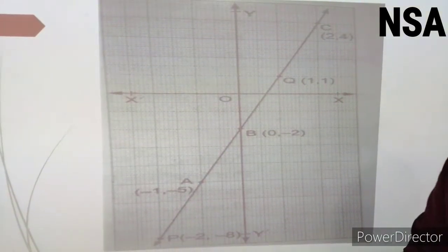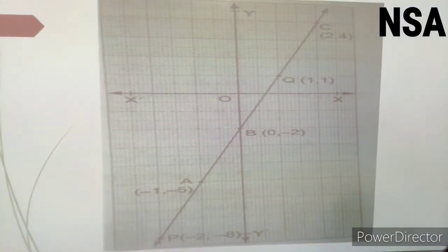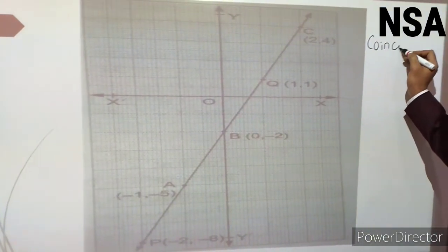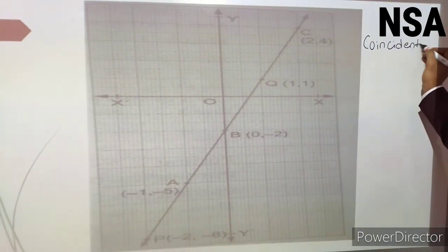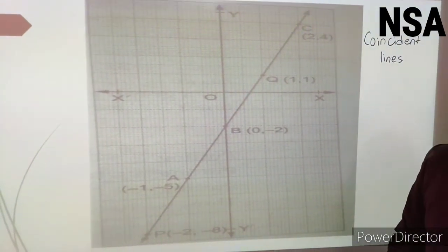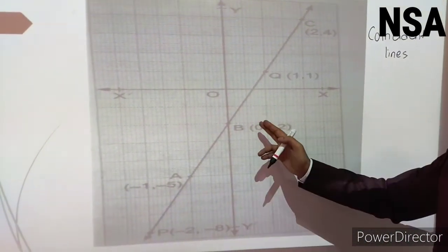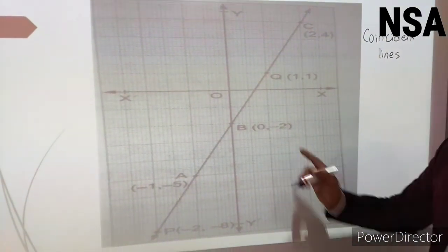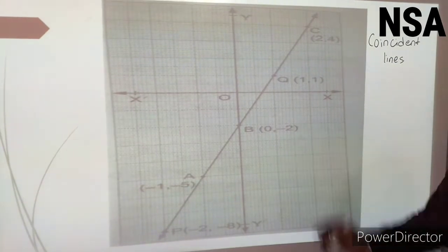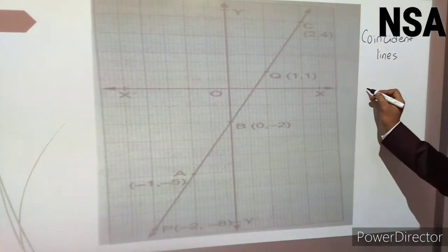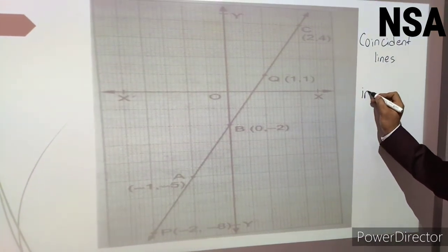This type of single line graph is known as coincident lines. In case of coincident lines, it appears as if the 2 equation lines are overlapping each other. So if the 2 equation lines overlap each other, it means it has infinitely many solutions.